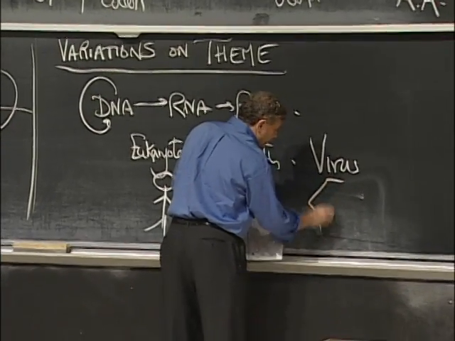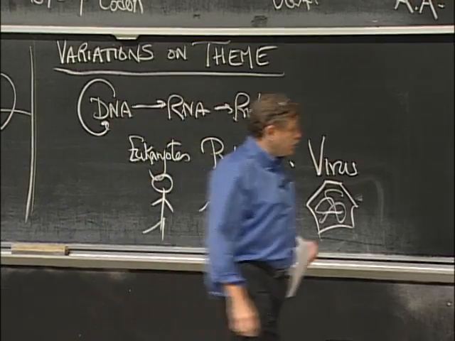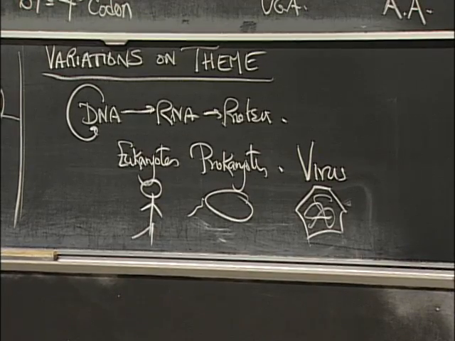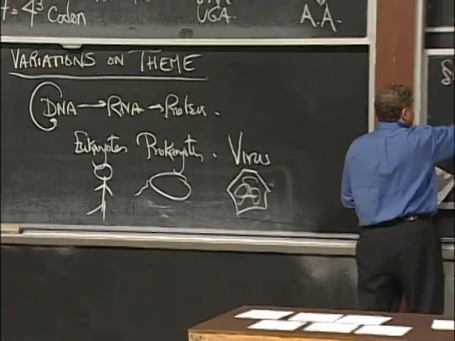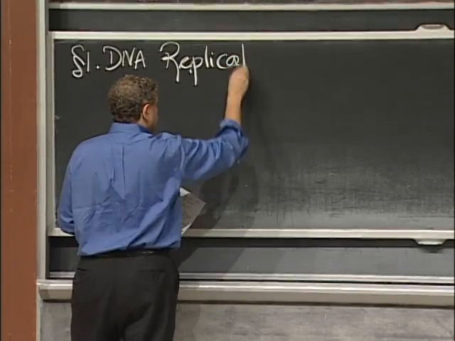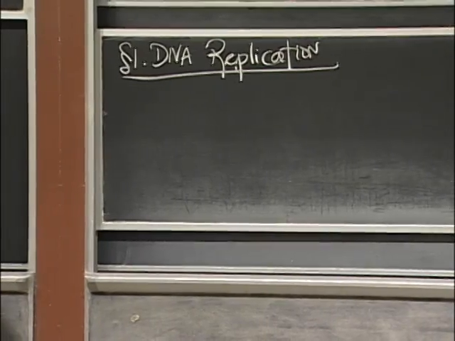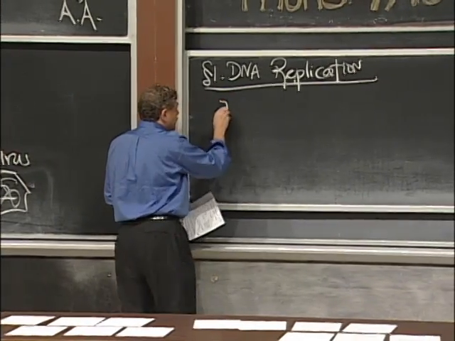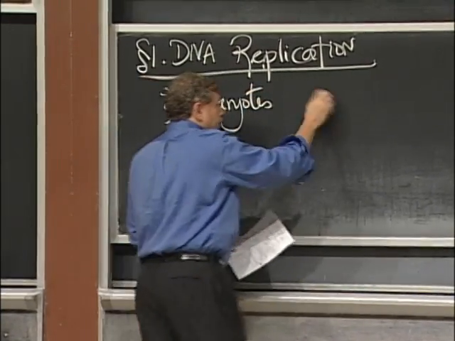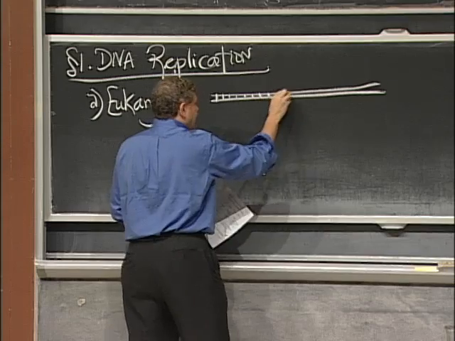And each does the same basic copying of nucleic acid to nucleic acid, transcription and translation, but there are some pretty fascinating variations on the theme. So let's turn to those variations. Let's start with DNA replication. For eukaryotes, your genomes are long, double-stranded DNA molecules, and they're linear.